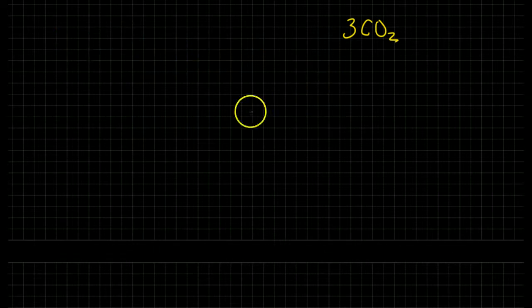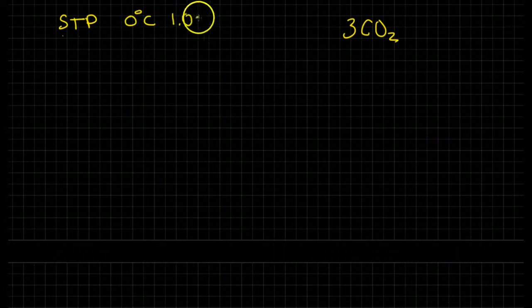All right. Well, there are a few ways we could go about this, I suppose, but let's make a couple of assumptions. Let's assume, as is fair to do, that we're working at STP, which is standard temperature and pressure, and that's going to be 0 degrees Celsius, okay? And that's going to be 1.0 atm.